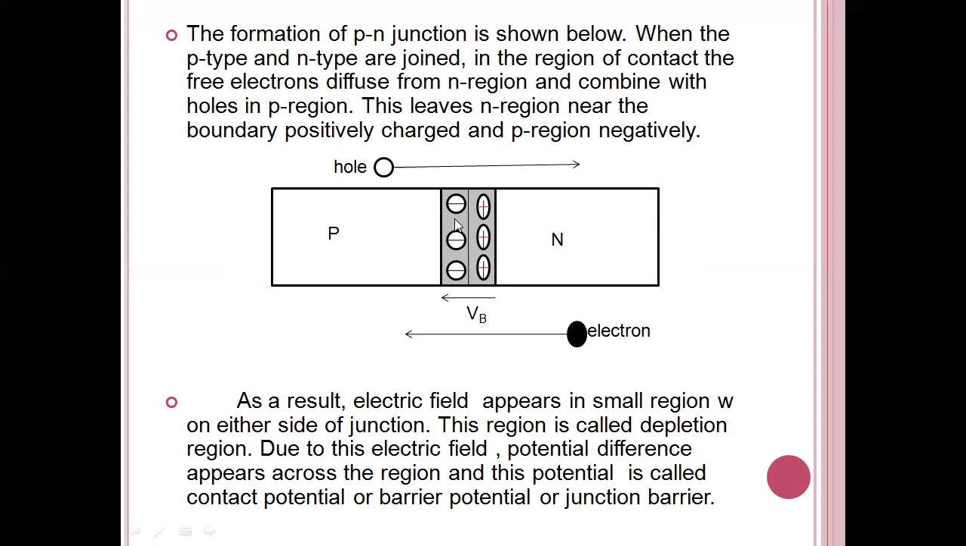Why? Because the electrons which have moved from the N-type are accepted by the atoms present in the P-type material, and the holes coming from the P-type material are recombined with the electrons. Hence, ionized atoms will be present at the junction: negatively ionized atoms on the P side and positively ionized atoms on the N side. Due to the formation of ions at the junction, a potential is developed, which is called the barrier potential or junction potential.